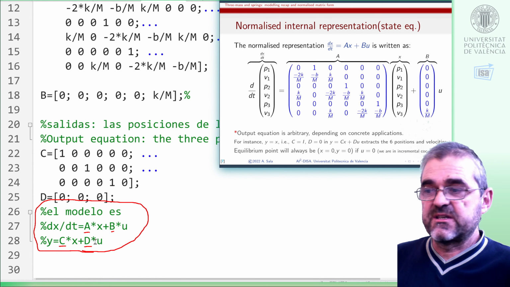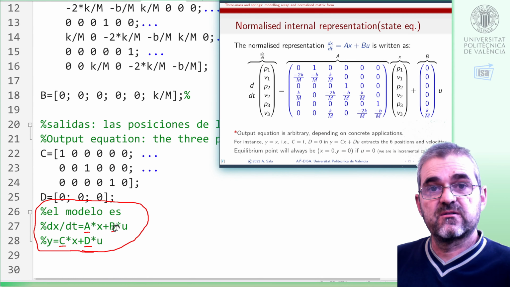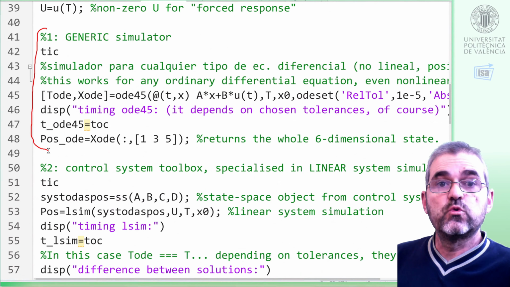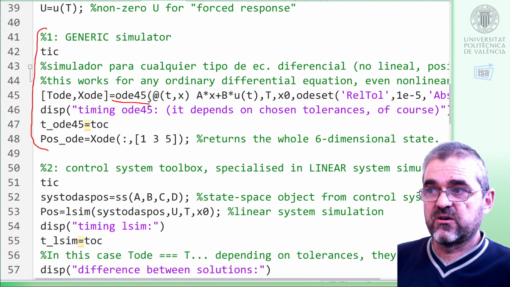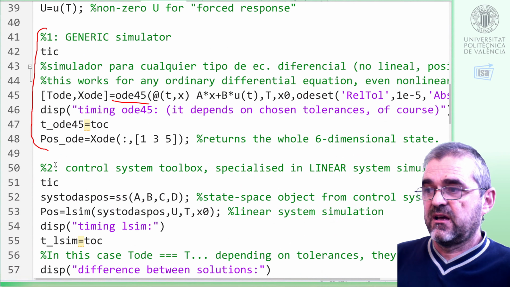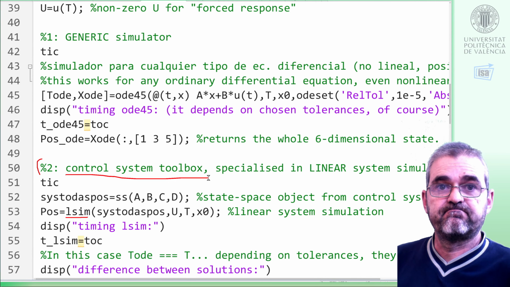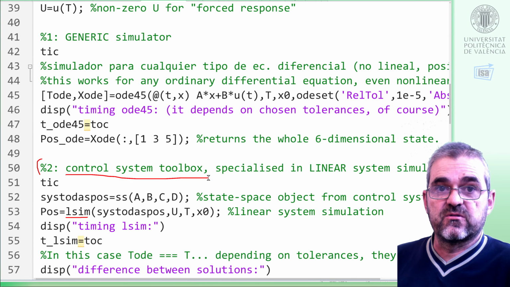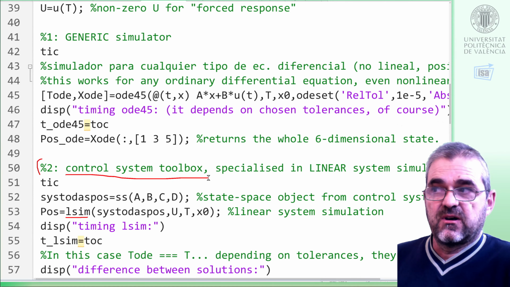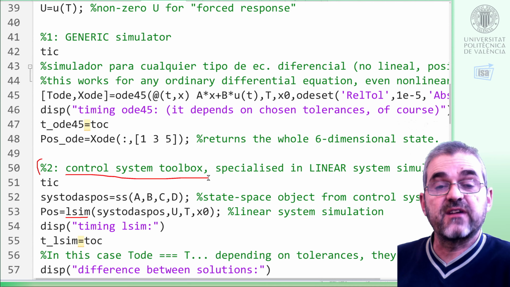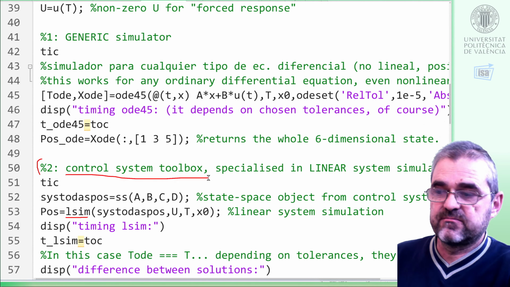So how can we simulate these differential equations? Well, let's do it. We will present 2 options, one using a generic ode45 simulator, and a second option using the linear simulation command from Control System Toolbox. Of course, in any actual application, we just need to choose either the first or the second one. We are carrying out both of them for the sake of comparison of accuracy and execution time.